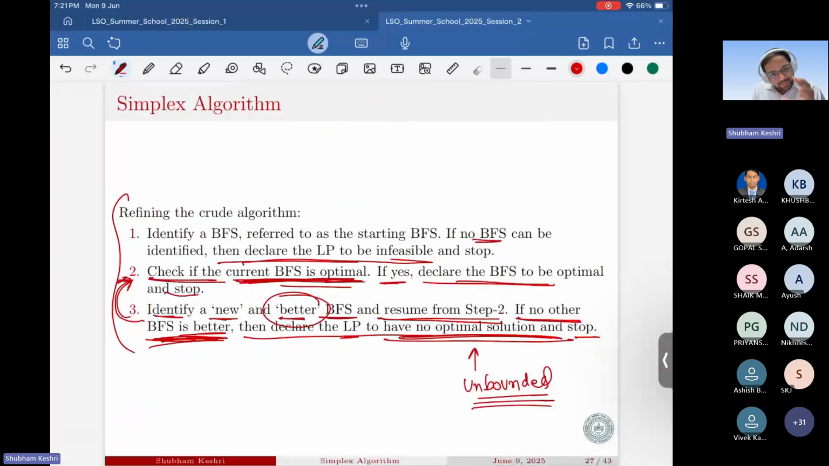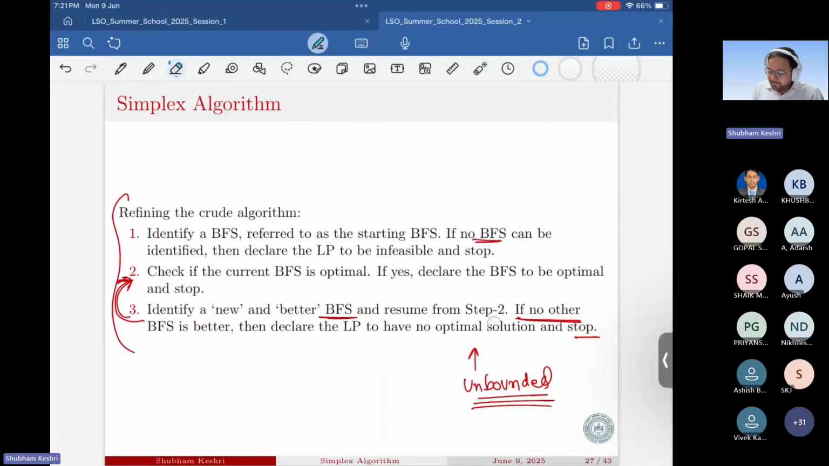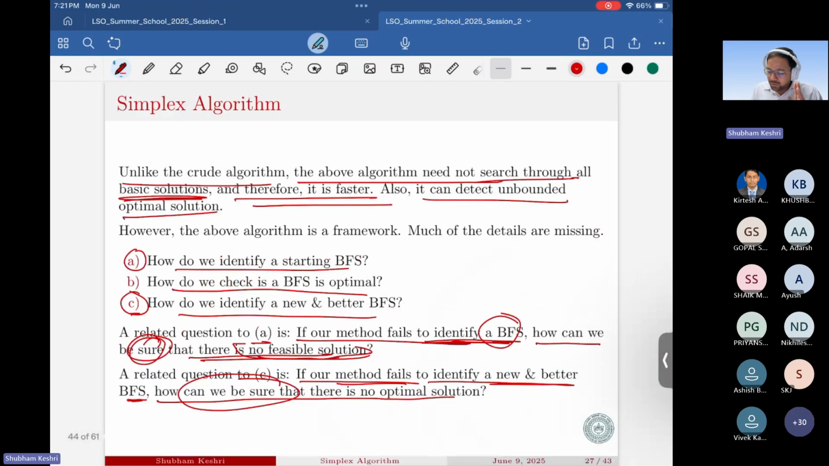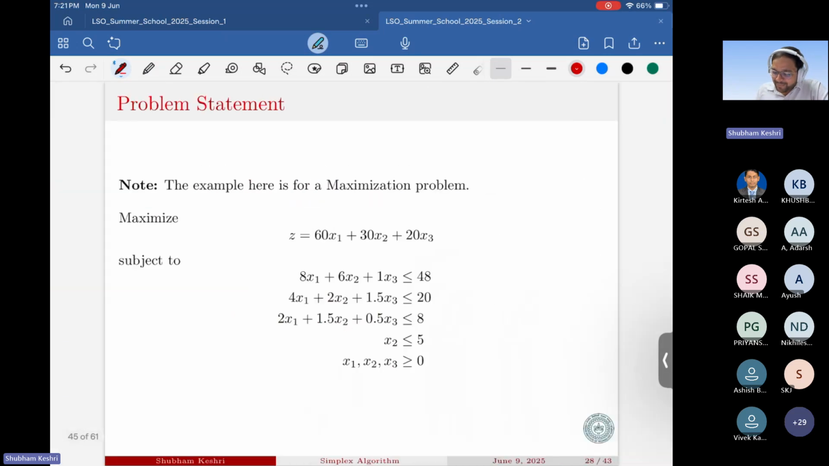We will go through these steps. We will identify a basic feasible solution. We will check if this basic feasible solution is optimal or not. If not, then we will identify a new and better basic feasible solution, and then we will proceed. So we will follow these steps. I'll not be able to answer these questions. I have just written them here so that you think about them, and if you are curious, then we can see; I don't know how I will be able to cover this part. So my lecture, actually the theory, has ended. We will just see an example.